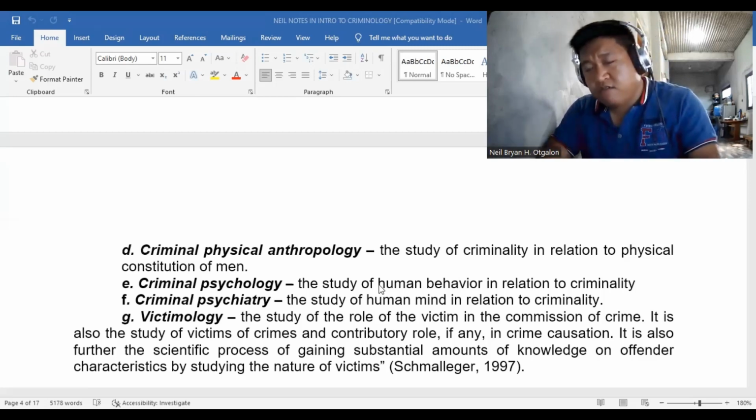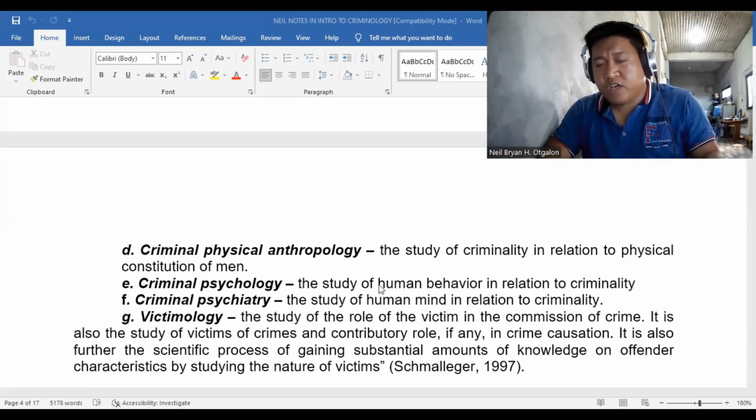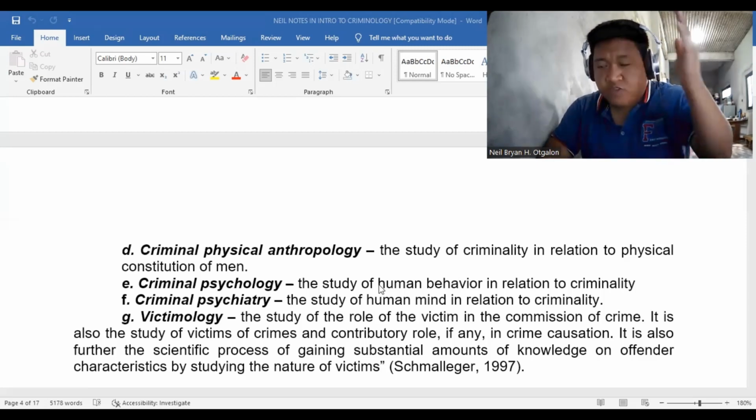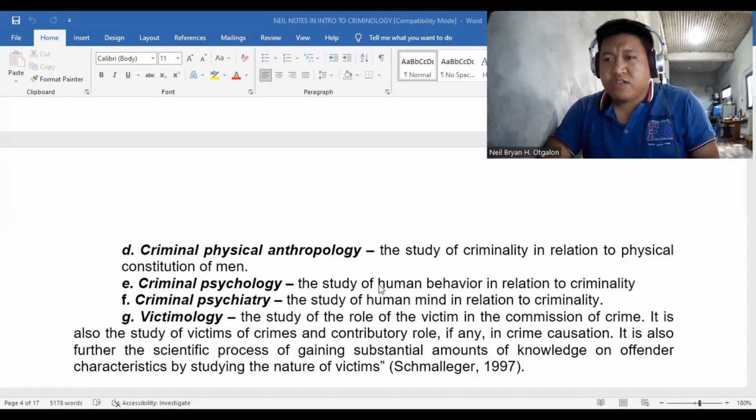Nagagawa ng isang tao ang isang krimen because of psychological problems or to the highest level, nagagawa ang krimen because of psychiatric problems, no? Then also the last one as you see is victimology.